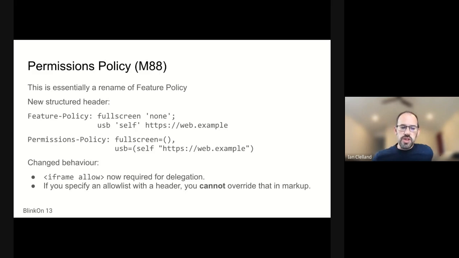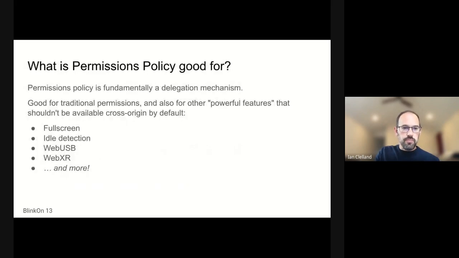So now you need to use the allow attribute explicitly in order to delegate powerful features to cross-origin frames. And if you use the header, then what you're doing is you're naming a list of origins that could get that feature, and you actually can't add any new ones in markup, which protects against some cross-site scripting bugs.